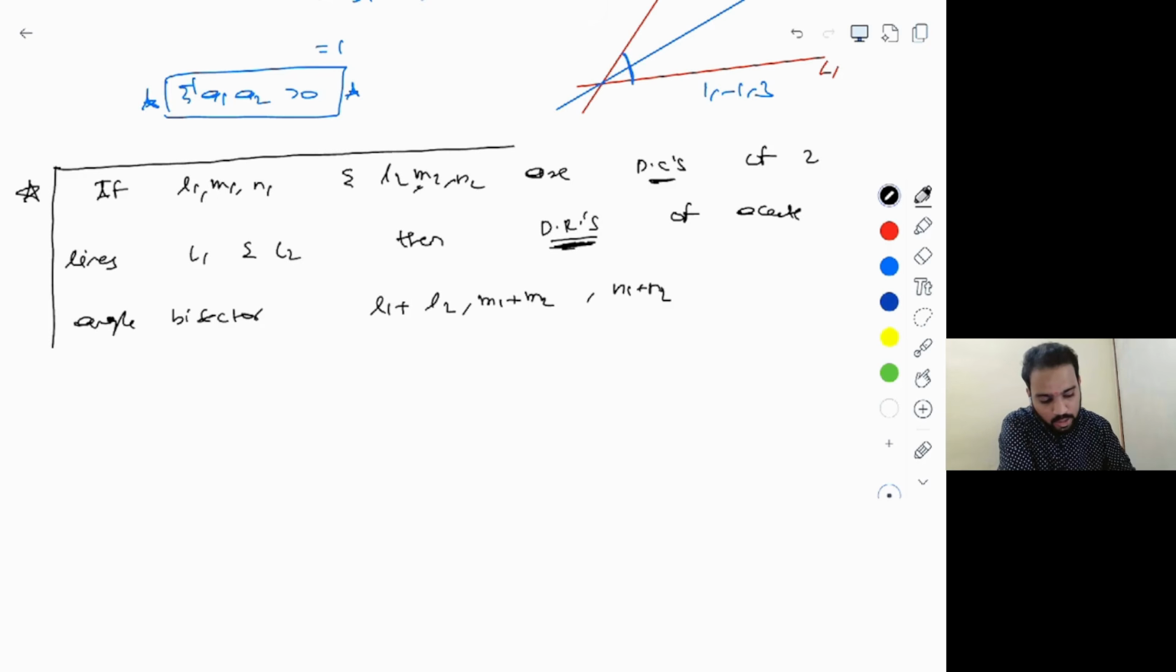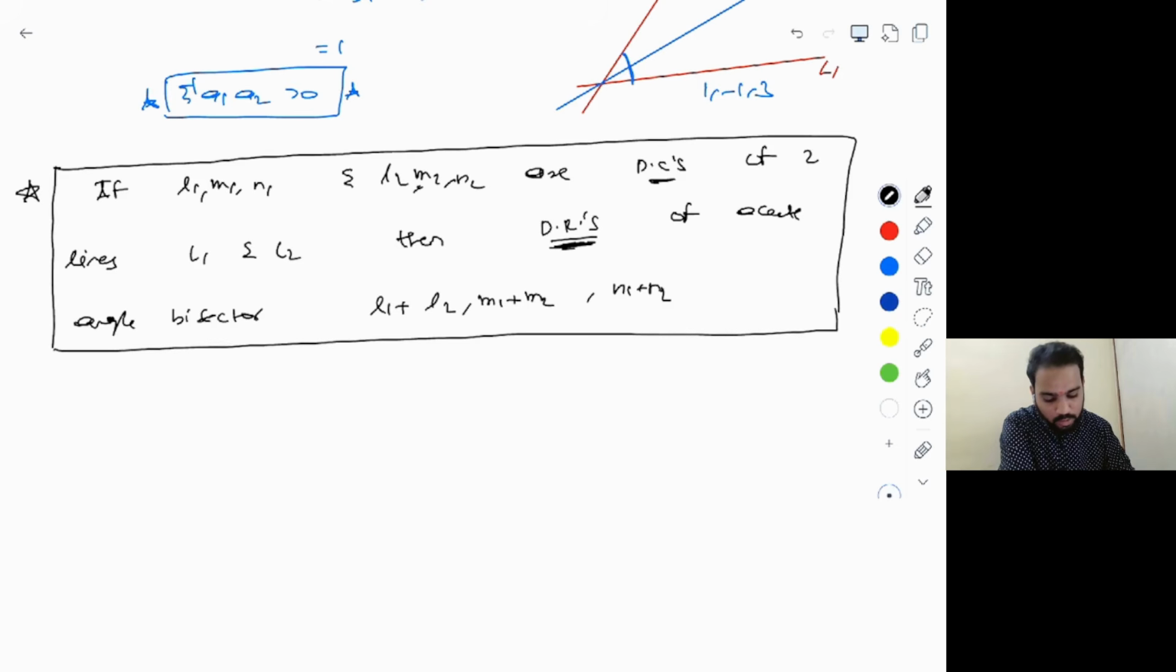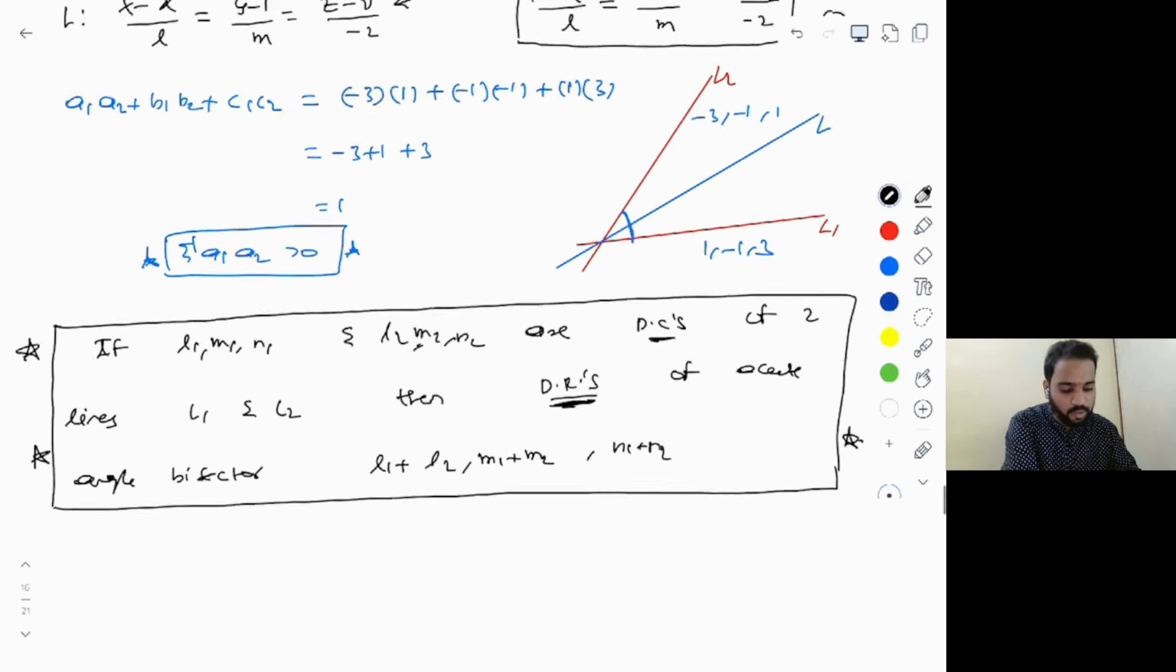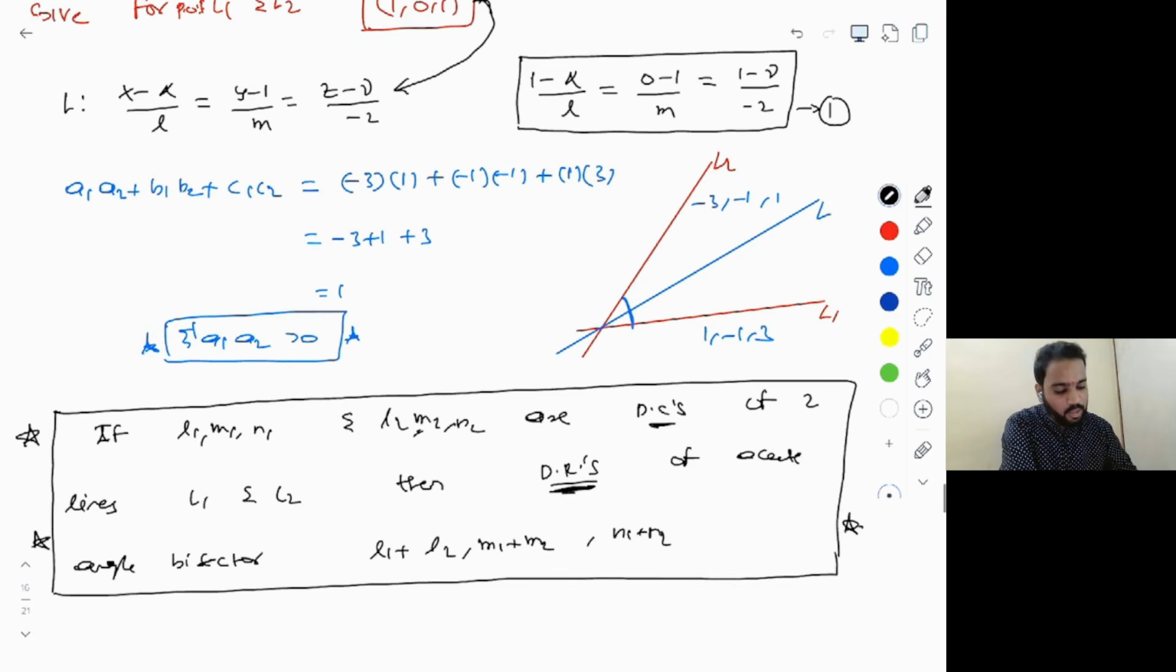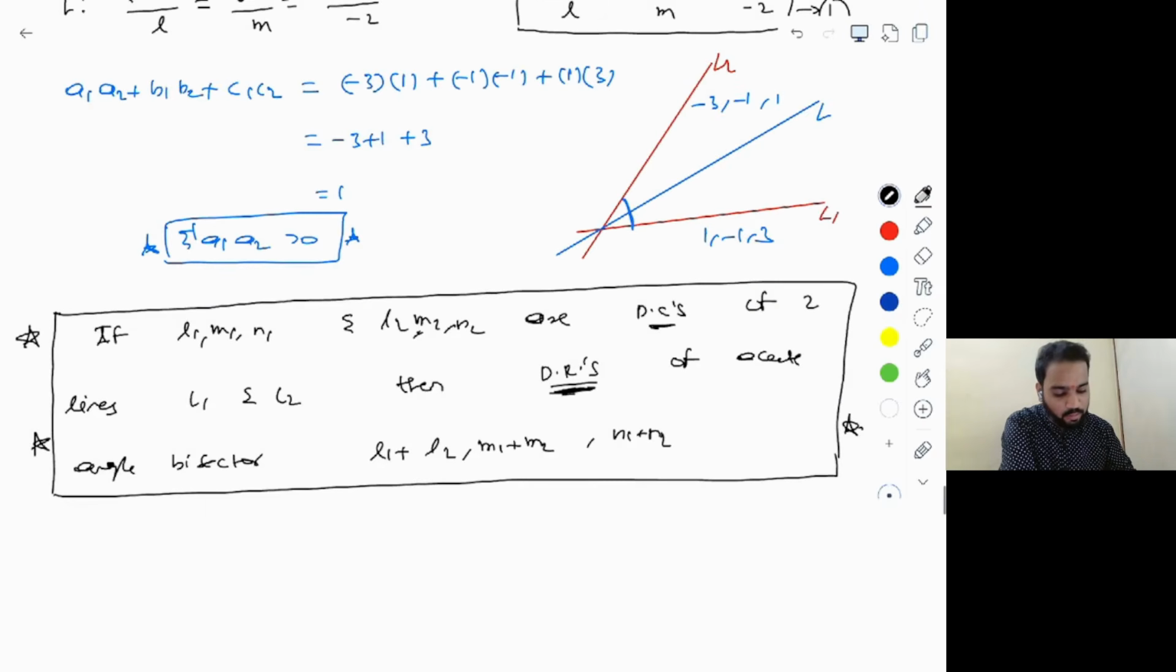Even this property is there in the intermediate IP textbook also, as a 2 marks question. And you can see the derivation there for this one. Okay, now we are going to use this beautiful property for this question. But before that, let's convert these DRs into DCs. We know how to convert DRs into DCs. You simply divide by root over a square plus b square plus c square.